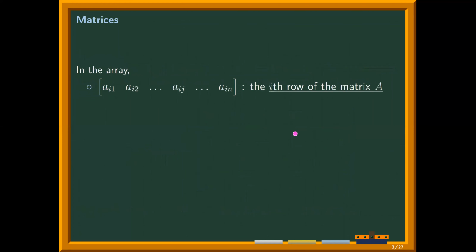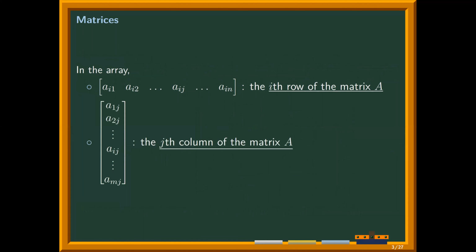In the array, the subarray whose elements have a fixed first subscript is called the ith row of the matrix. Similarly, the subarray whose elements have a fixed second subscript is called the jth column. A matrix of size 1 by n or n by 1 will be simply called an n vector.